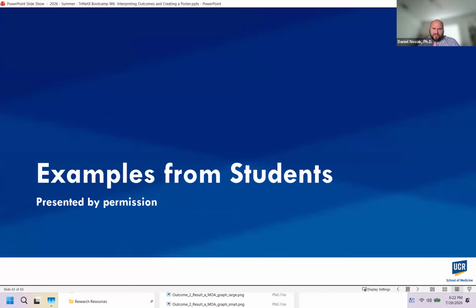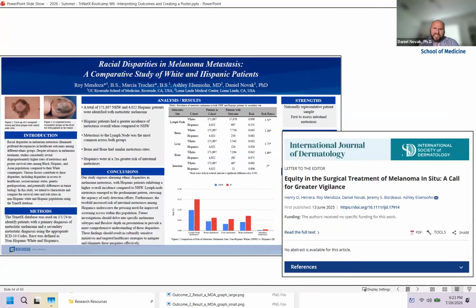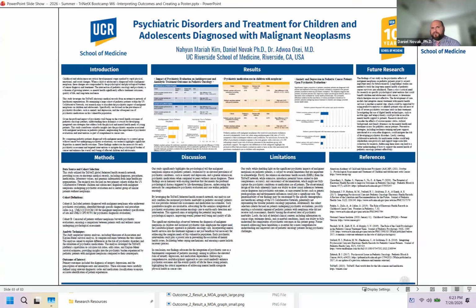So as we close out the boot camp, I just want to share some examples from students, presented with their permission. Here's a poster that was presented and became a letter from one of our students who is now a dermatologist or in dermatology residency. And you can see that they were able to identify some really important disparities between white and Latino patients.